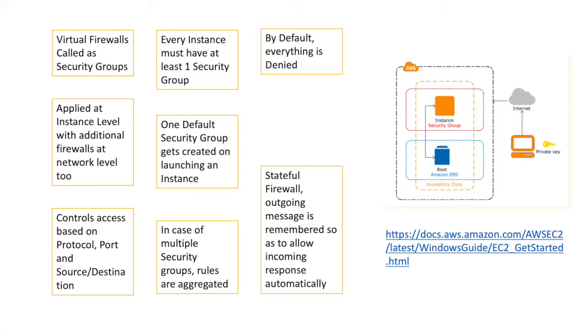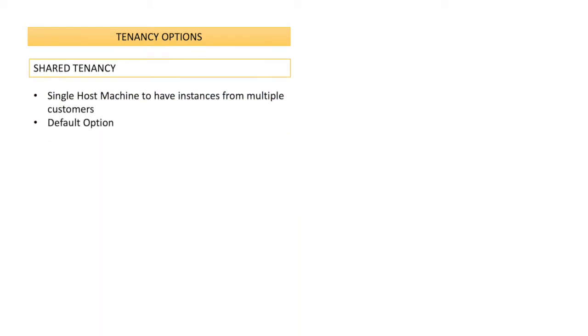This is in essence what it tells. Now let's move on to tenancy options. When we were configuring the instance, we saw that there are three tenancy options. If you try to select the option, there are three options available. The first option is shared tenancy.